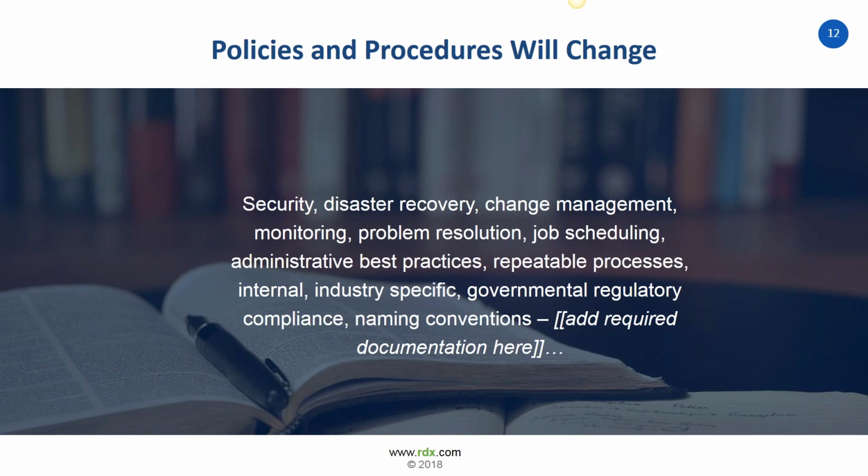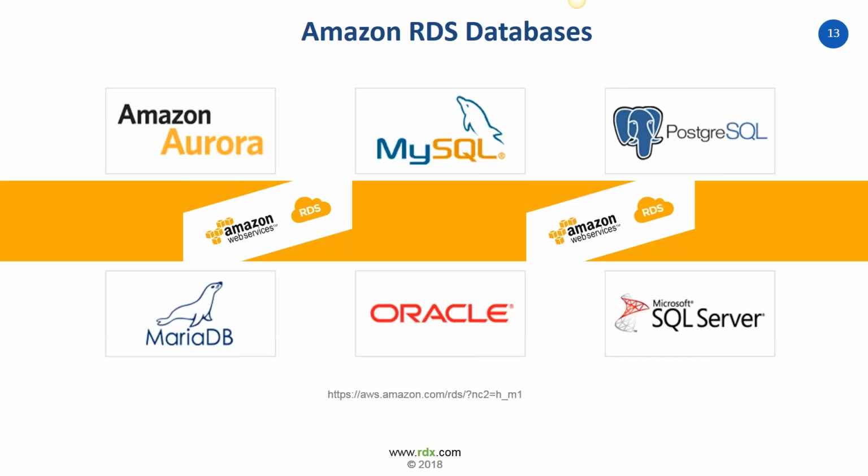Larger shops traditionally have more documentation and procedures in place than smaller organizations. In addition, organizations that are governed by internal, industry, or governmental regulatory requirements are required to have more documentation and standardized administration procedures. So finally, we get to Amazon. So let's start talking about Amazon. Amazon currently offers a broad and deep suite of cloud DBMS services.